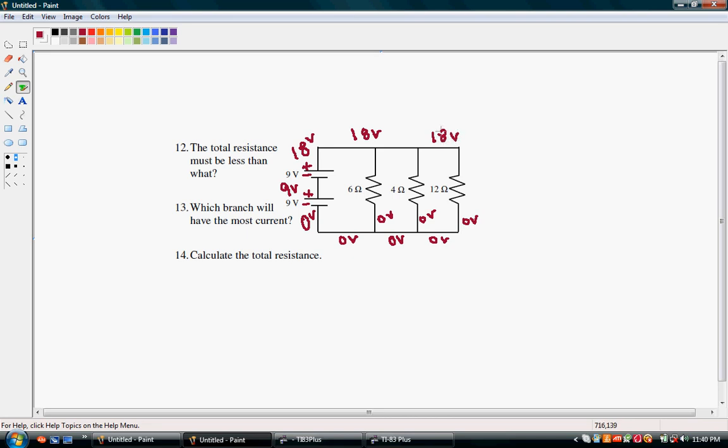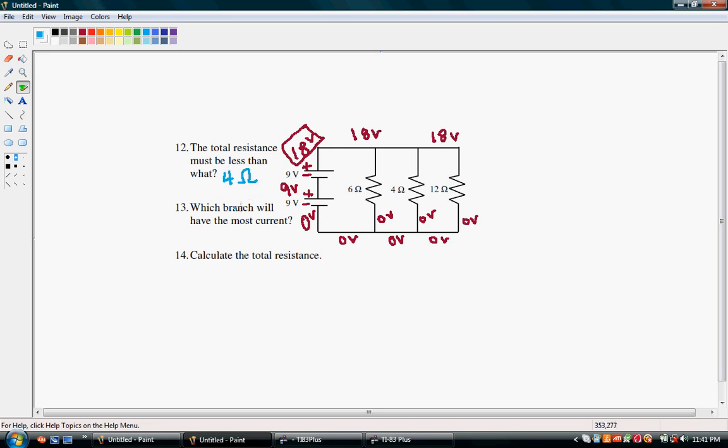Alright, so this is why in a parallel circuit, when you have different resistors, they have the same voltage going through them, because you have 18 volts going in and you have 0 volts going out. So they all have a voltage drop of 18 volts. Alright, so our total voltage is 18 volts for this problem, and the total resistance must be less than what? Well, in a parallel circuit, the total resistance can never be more than the smallest resistor. So it must be less than 4 ohms.